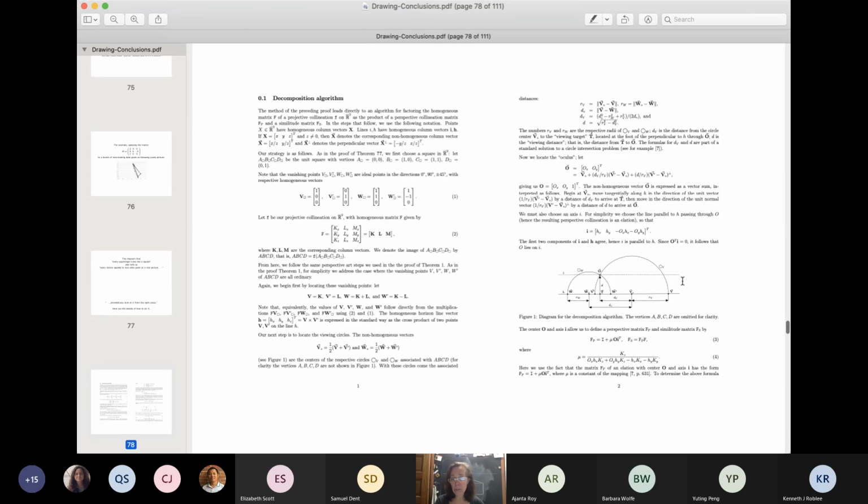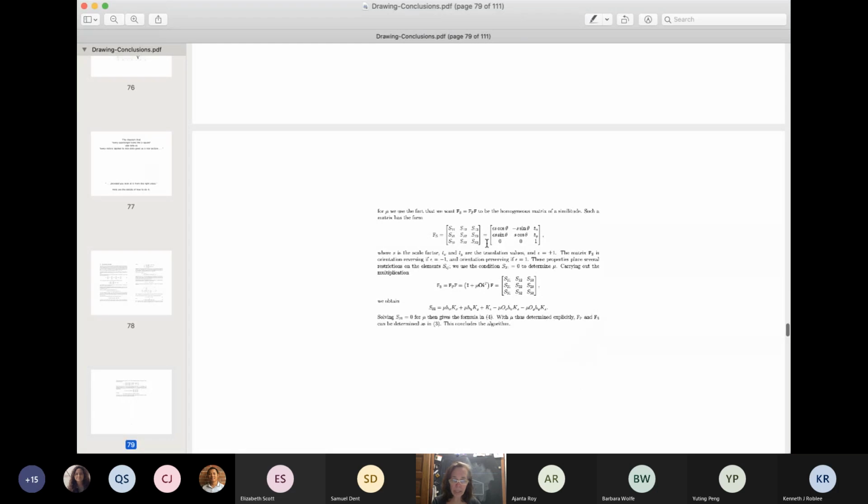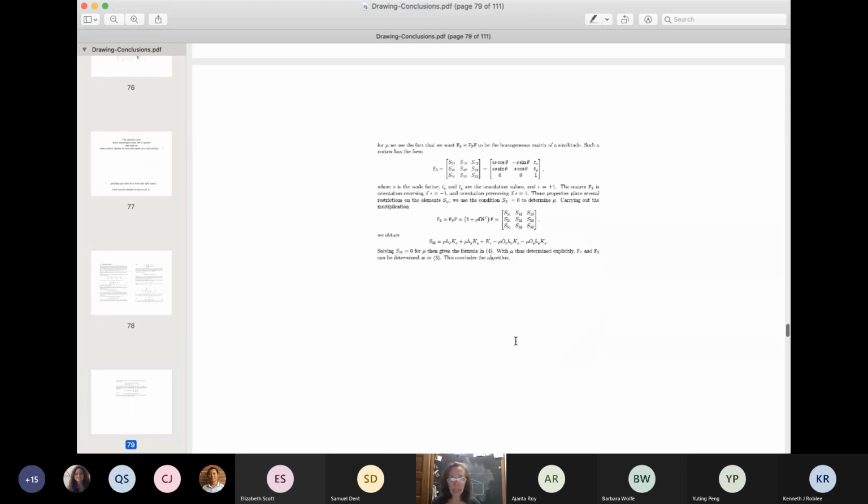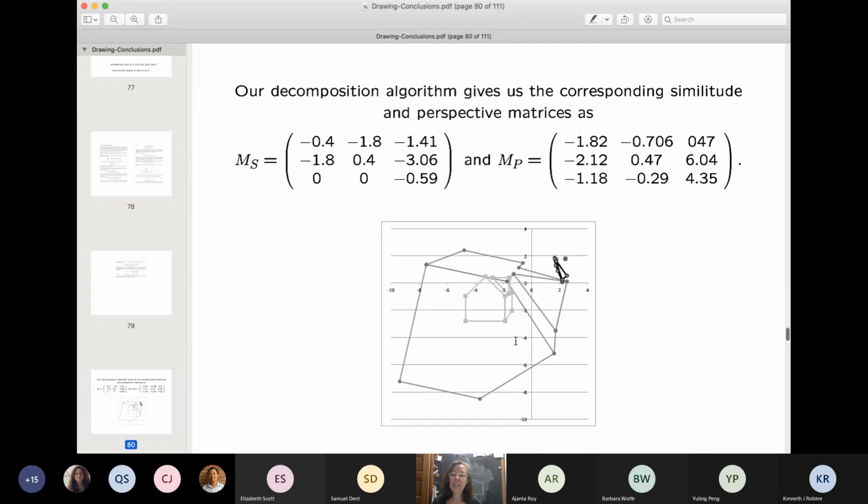You find the circles that go between the vanishing points. You locate... this is the linear algebra for saying exactly what I just did with the pictures. Lovely. Oh, and a few more details. We find the place where you stand. And look, here's what happens.